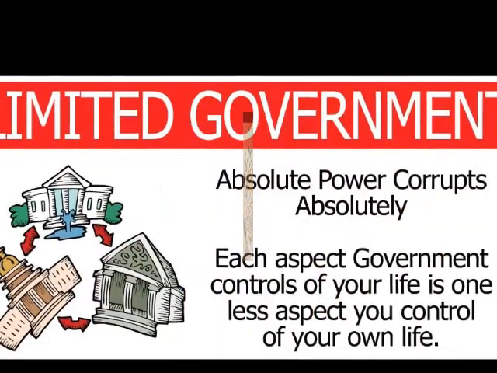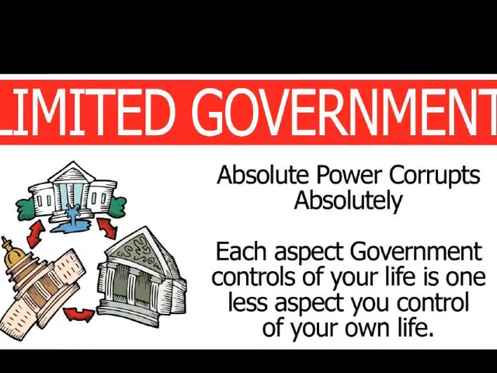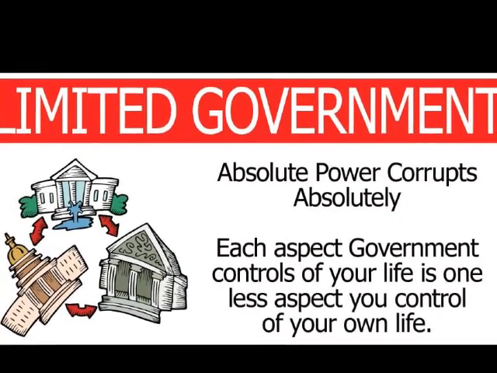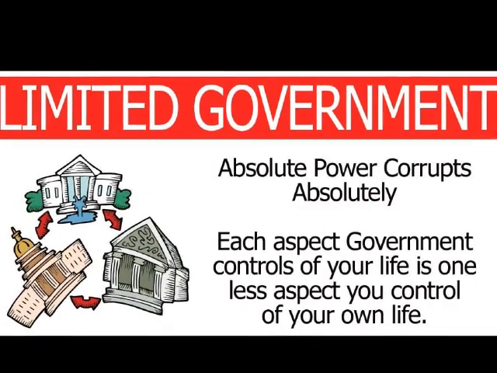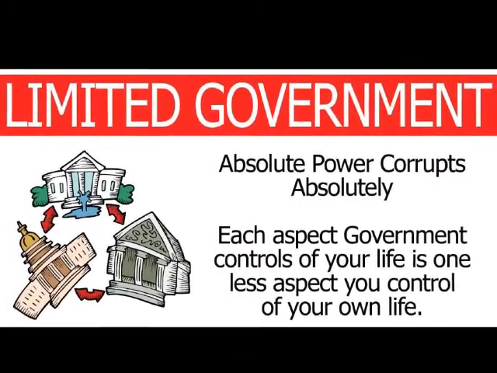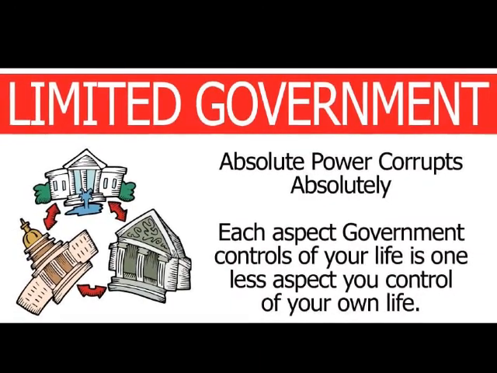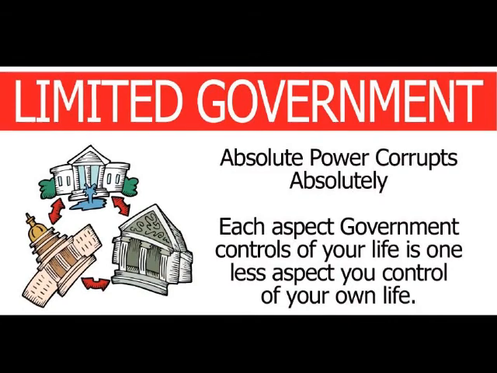The second is limited government. And limited government is where the government can only do those things that it has been given the power to do, such as those things that are in the Constitution. If it's not in there, then they shouldn't be able to do those things. It also says that government must obey the law also. They aren't exempt from it. They don't get a bye.